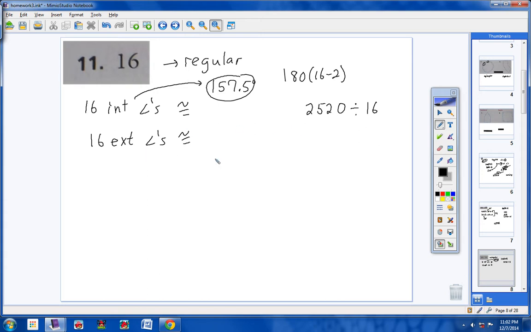Now moving on. What is the sum of my exterior angles? Well, that never changes. 360. How many exterior angles do I have? 16. So divide that by 16. So 360 divided by 16 gives you 22.5. So one exterior angle is 22.5 degrees. Okay, moving on to number 12.